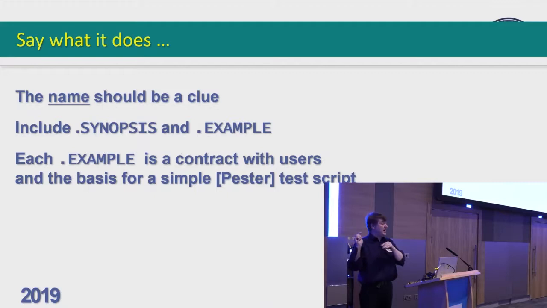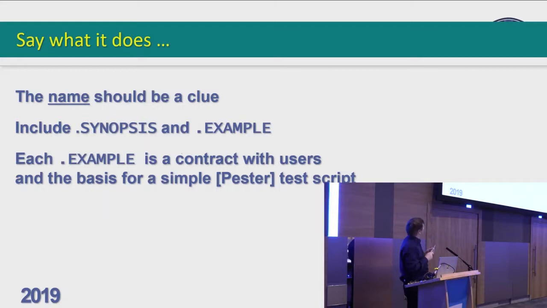And have an example that shows how the thing is used. The more examples you've got, the more use cases you've got, the better. And I'll talk a bit more about this as we go on, because examples have a really important role in the world. Now, writing help, I have to say, isn't easy.